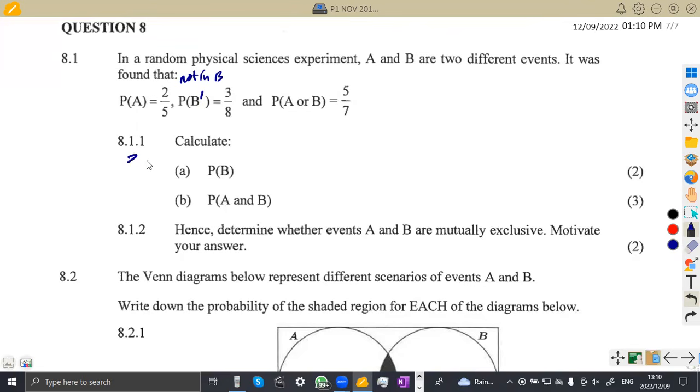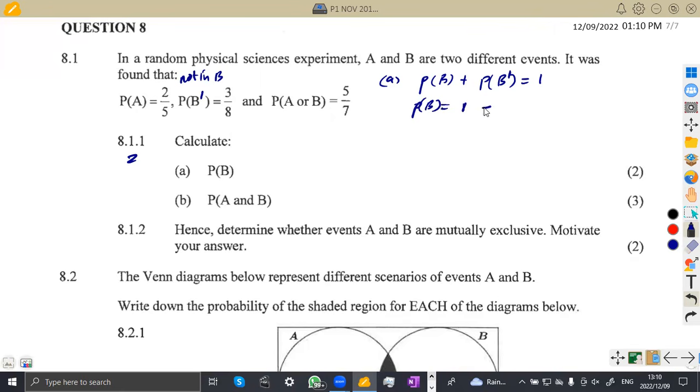So the first question is to calculate the probability of B. Take note, we are given what is not in B. From our laws, we know that the probability of B plus the probability of what is not in B, which is the complement of B, gives us 1. So we can transpose: the probability of B is equal to 1 minus the probability of B complement.